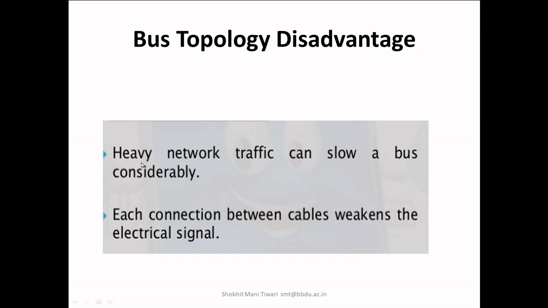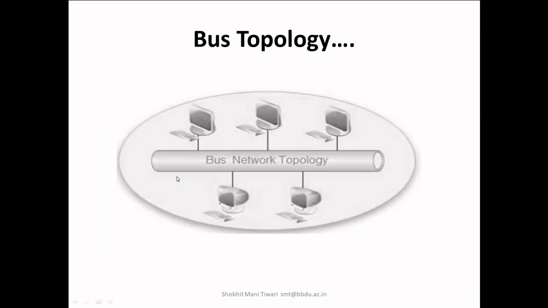The first disadvantage is that heavy network traffic can slow a bus considerably. It's easy to see because if we keep adding devices to this particular bus, it will be heavily loaded, and hence the network will have lesser efficiency or lesser performance. If it gets overloaded, then the performance will be reduced.